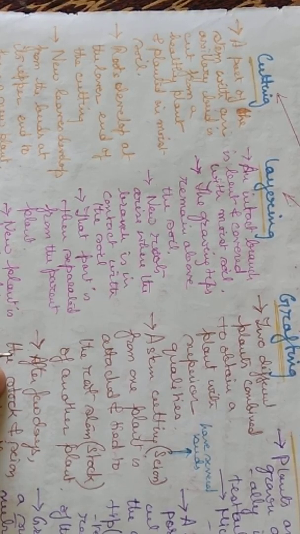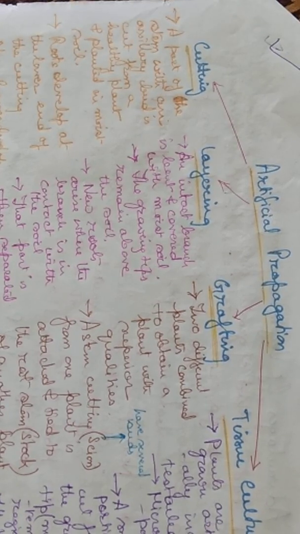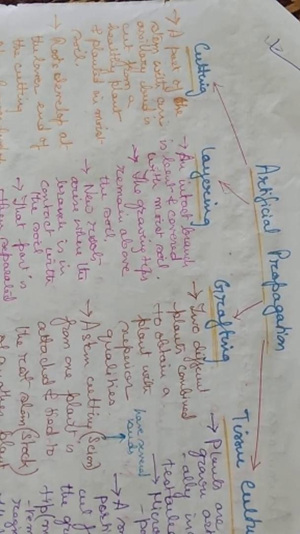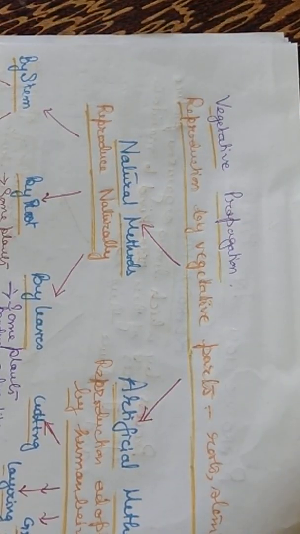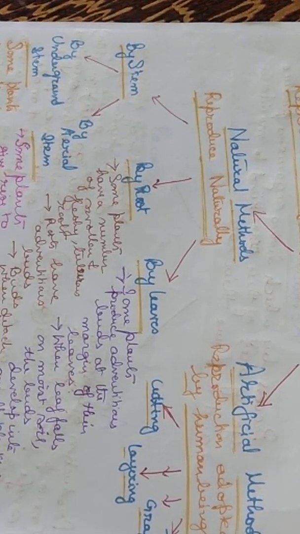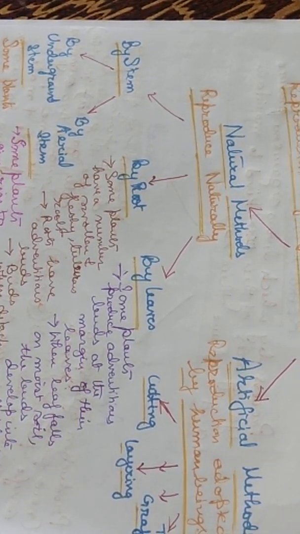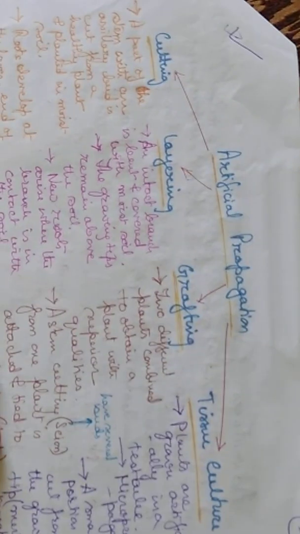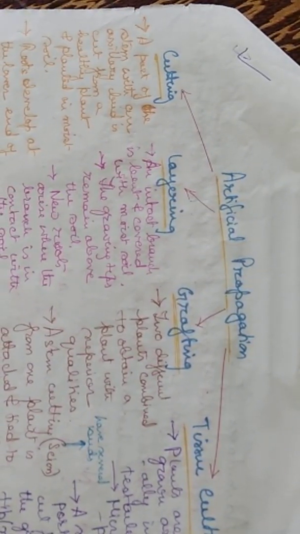Okay. Next is layering. What happens in layering? An intact branch is bent and covered with moist soil. It is almost like the natural method in aerial stems, where the stem automatically bent down and touched the soil. Here it is being done artificially. The stem is bent and covered with moist soil.